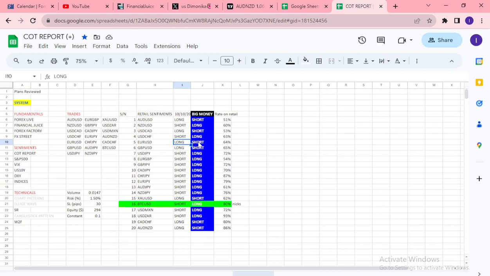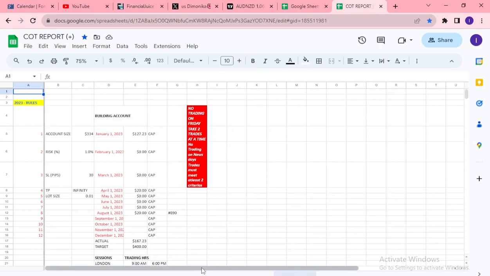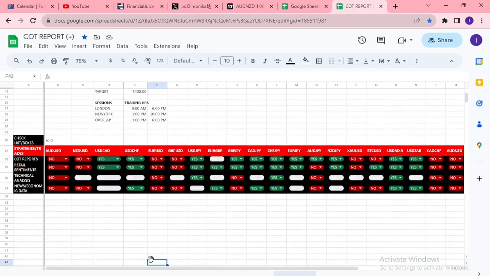So we've identified from the COT report also that the big banks and financial institutions are selling the Euro USD, which means we'll be taking the contrary view of the retail trader. So this is another confluence factor that we are looking at in taking trades. Then we go to our checklist to mark out if the Euro USD meets all the 4 criteria that we normally use in trading.